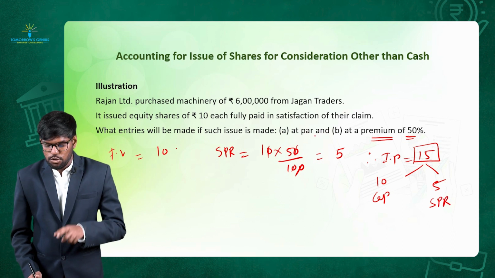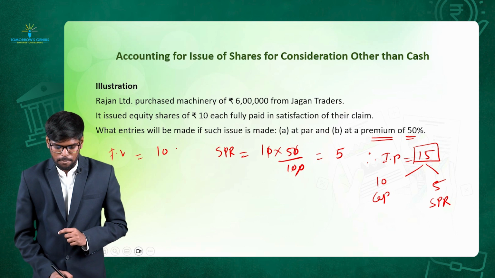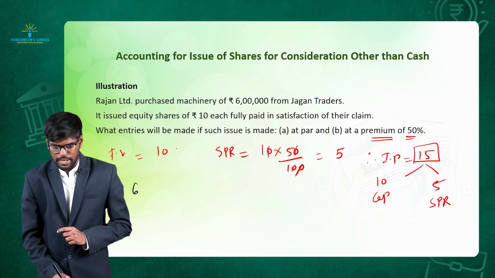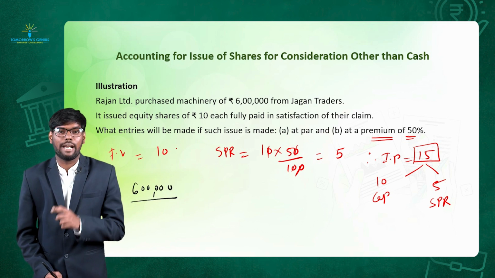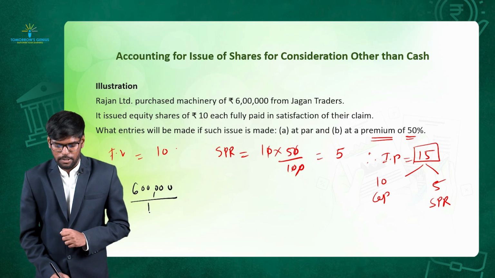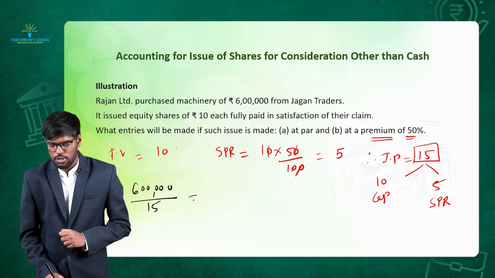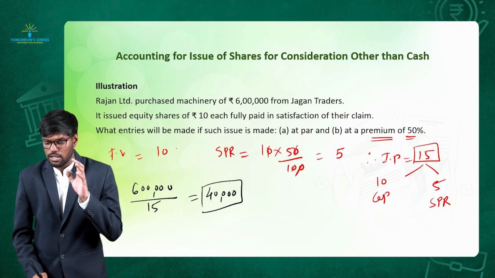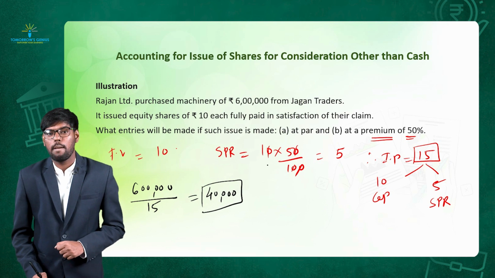Now after doing this, you have to calculate the number of shares that the company is going to issue, right? So that I need to calculate. How to calculate the number of shares? Simple, we have to see the purchase price of the asset, and that is nothing but 6 lakh rupees, divided by the issue price per share. The issue price per share is 15. If you divide these, you will get the answer 40,000. So it means the company is issuing here 40,000 shares at a premium of rupees 5 per share.